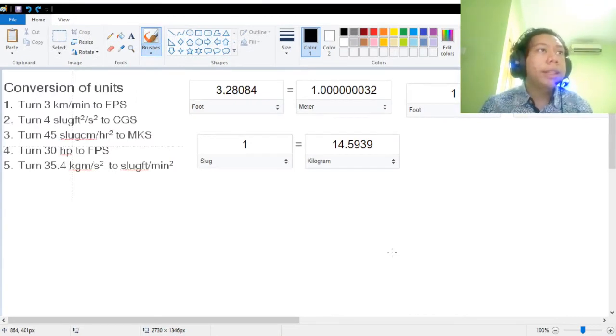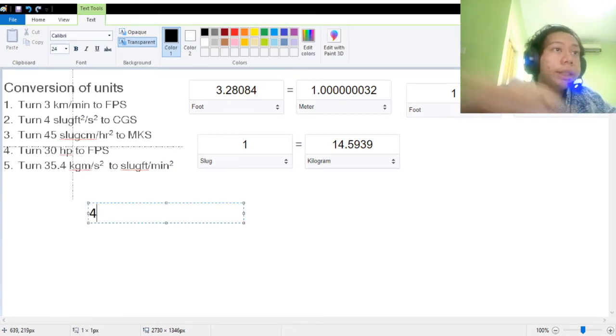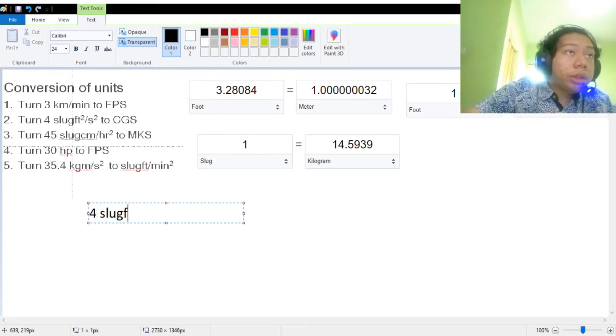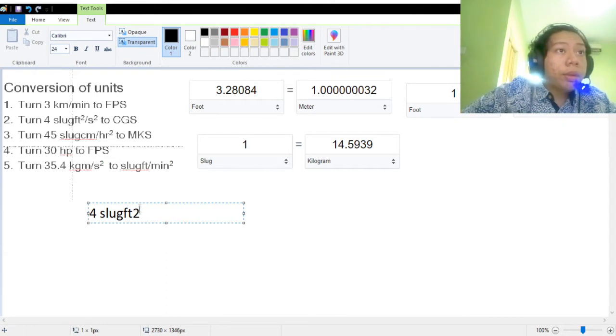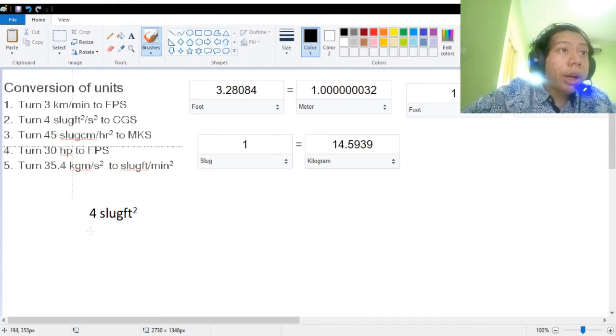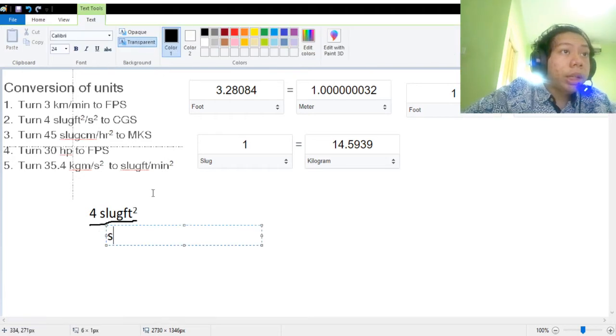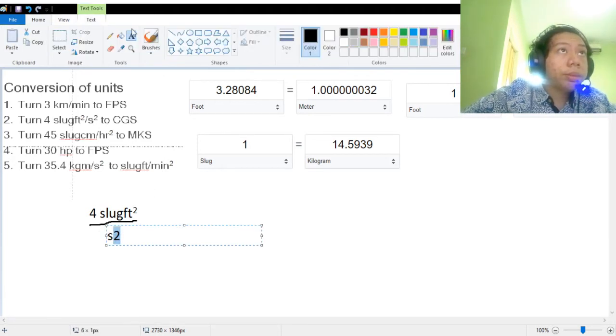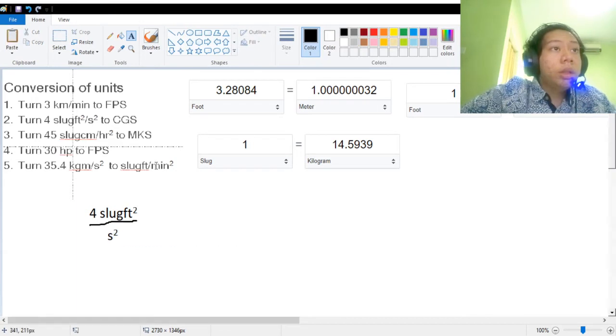Okay, the second question is turn force slug feet squared over second squared to CGS system. So same procedure as the previous question. Okay, we should write this first and this second squared.